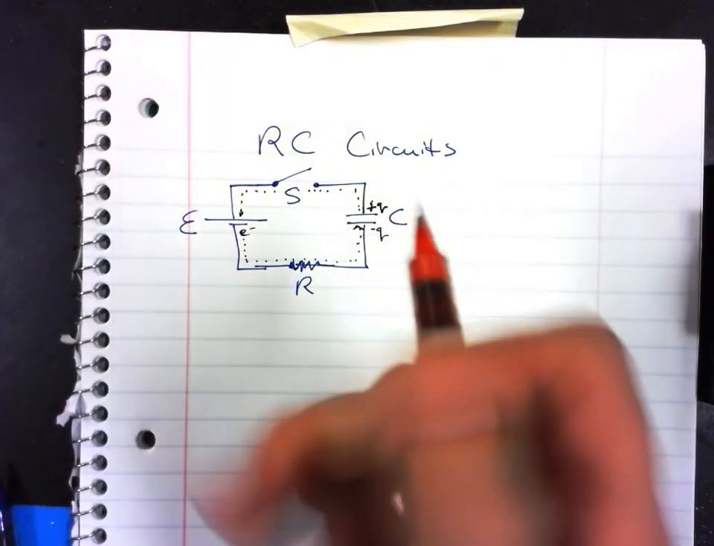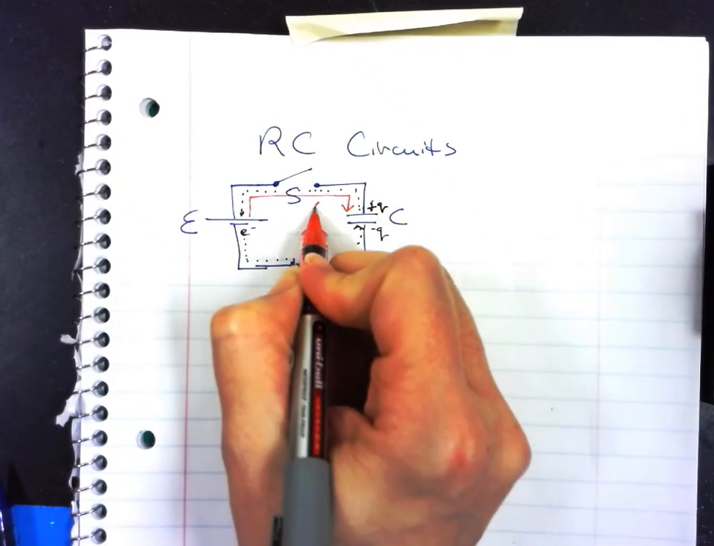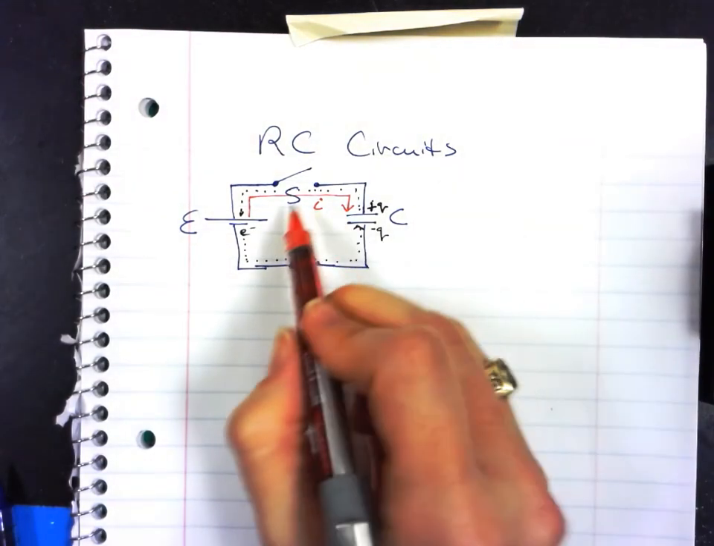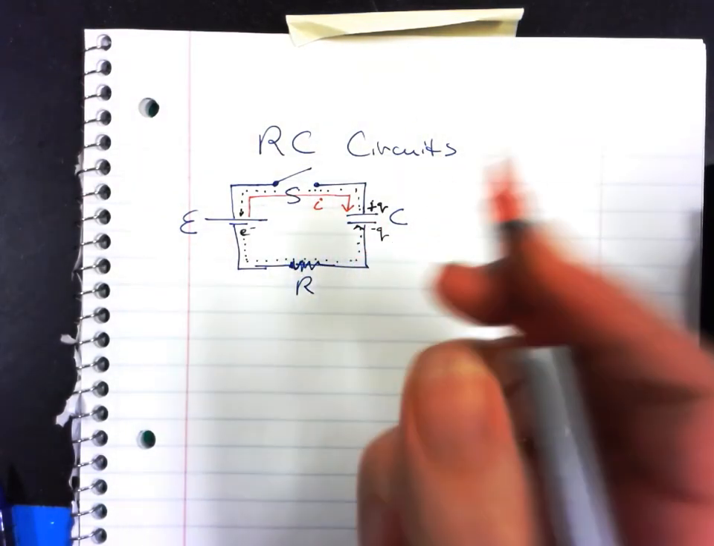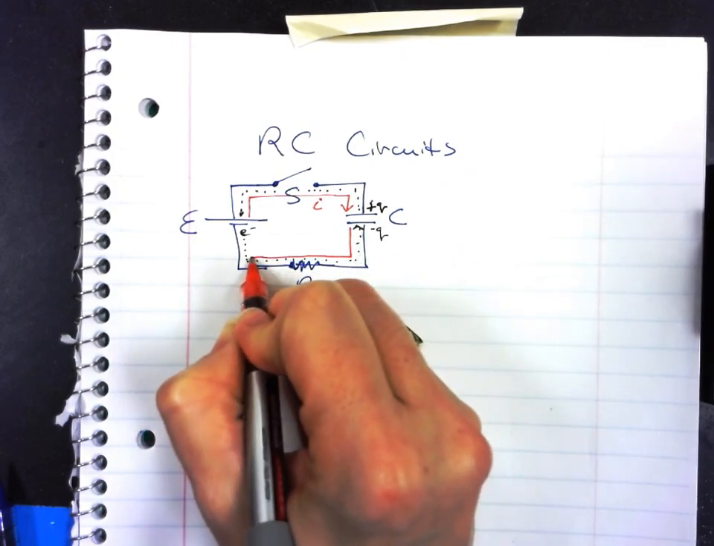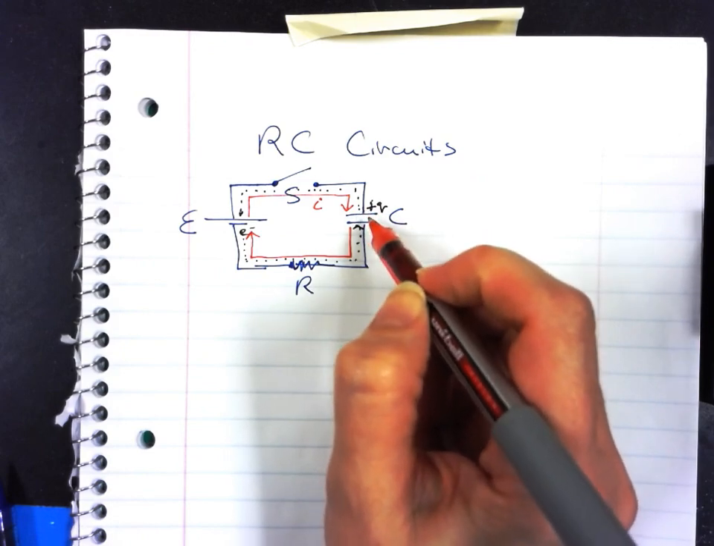Different way of saying that is current flows from the positive side to the capacitor, and I'm using lowercase for what I'm going to do a little bit later. So current's flowing over to the capacitor, and it continues across. So really it's a break in the circuit. Current does not cross the capacitor.